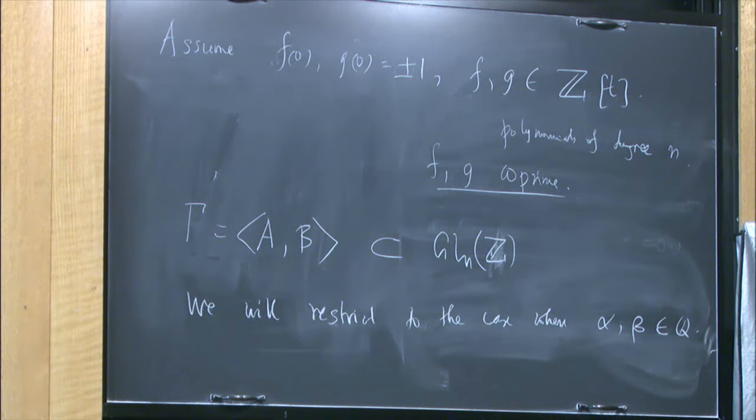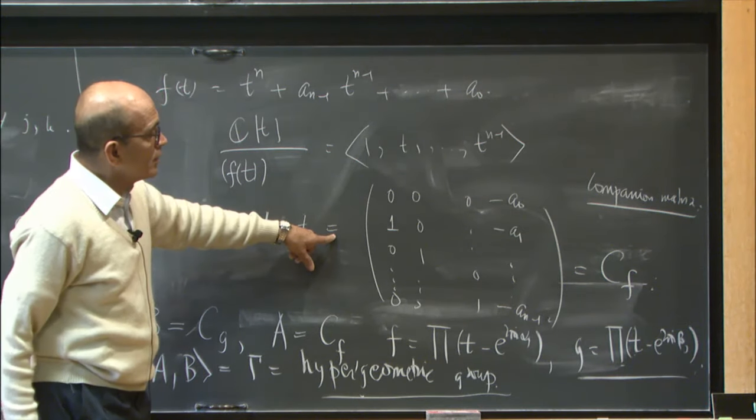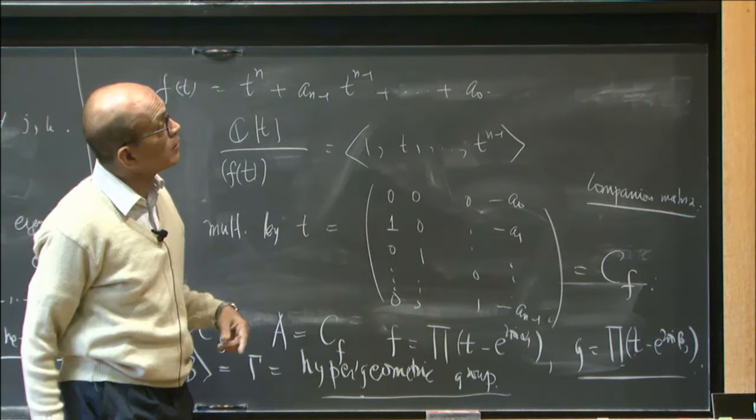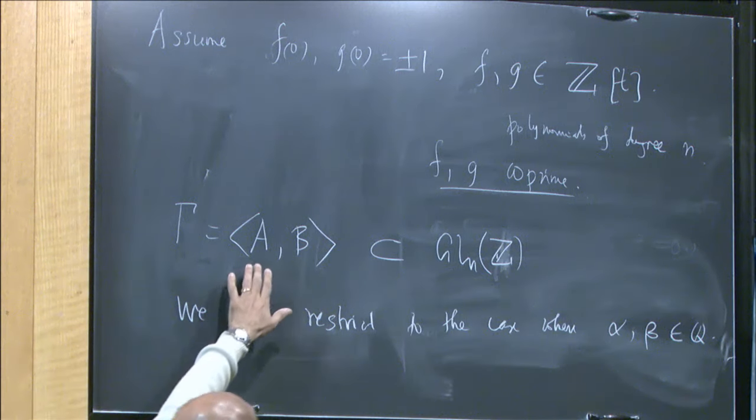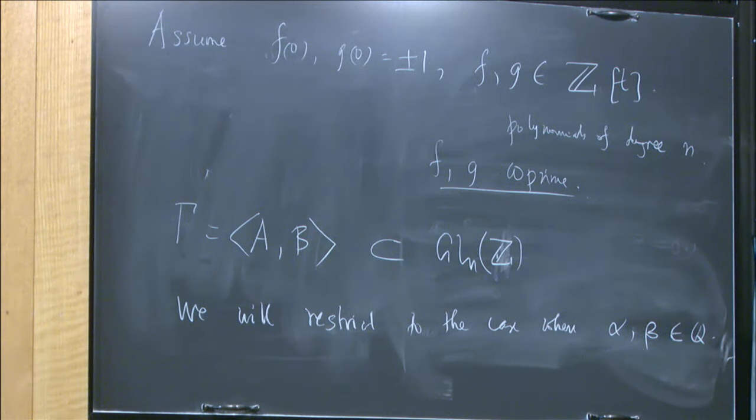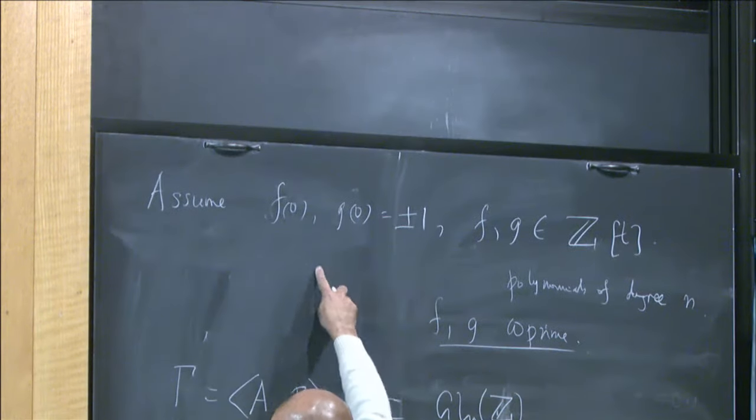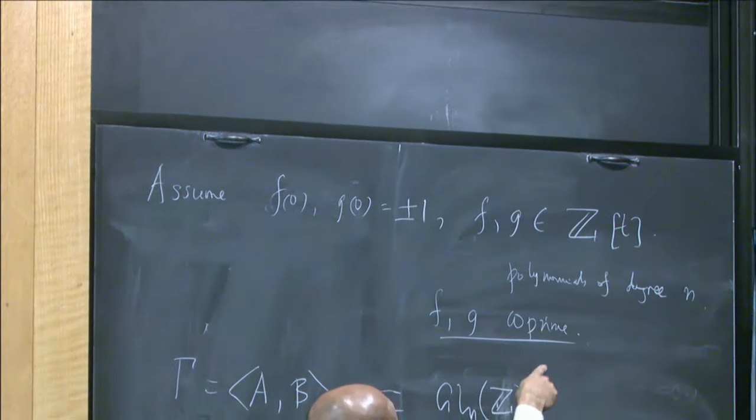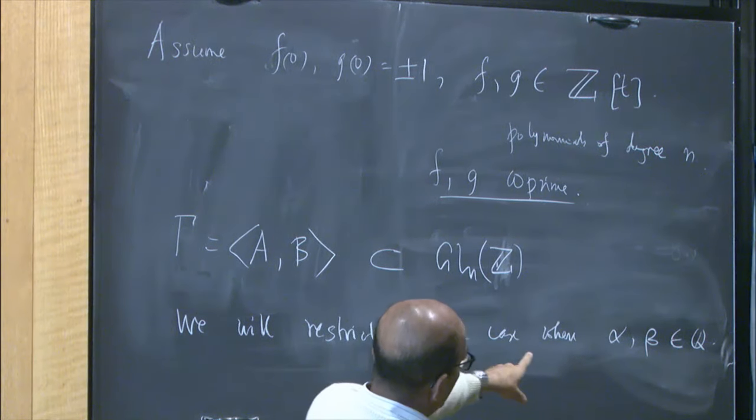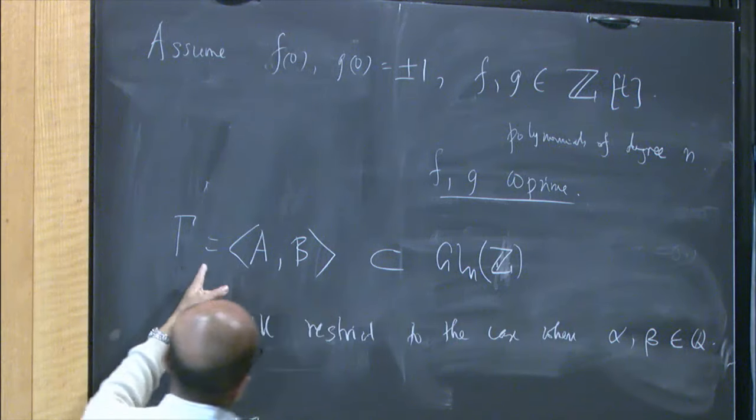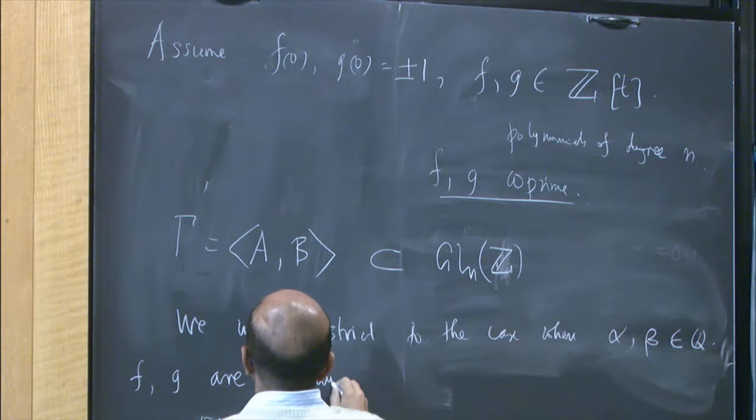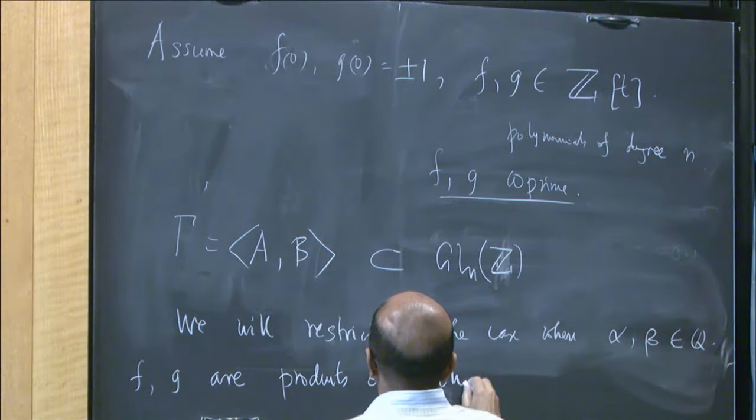So that's the same thing as saying that the companion matrix has the property that some power of it is unipotent. Such a thing is called a quasi-unipotent element. So we want that the local monodromies should be quasi-unipotent. So I'm going to assume all this. They have integral coefficients, they are monic of degree n, the zeroth coefficient is plus minus 1, and the roots are roots of unity. In other words, f and g are products of cyclotomic polynomials.